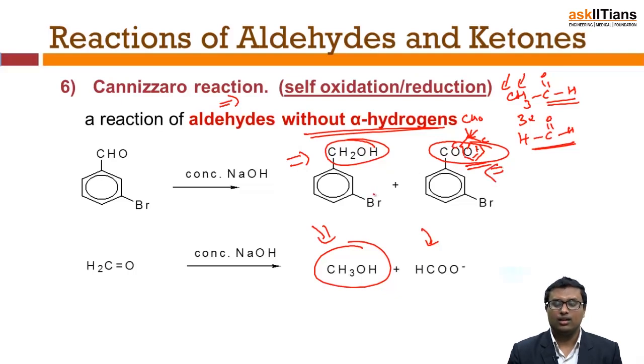Obviously there is bromine here at the meta position, and there is no effect on the bromine at the meta position. Here also there is no effect on the bromine present at the meta position. Hence the Cannizzaro reaction is a self-oxidation and reduction process. One is getting oxidized and the other is getting reduced.